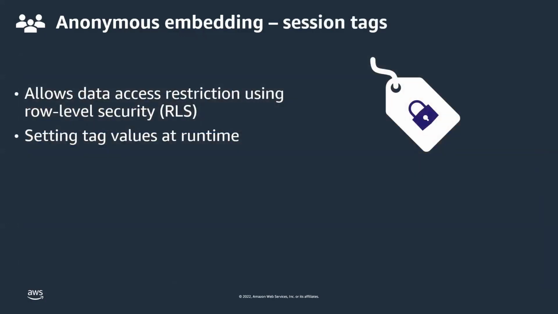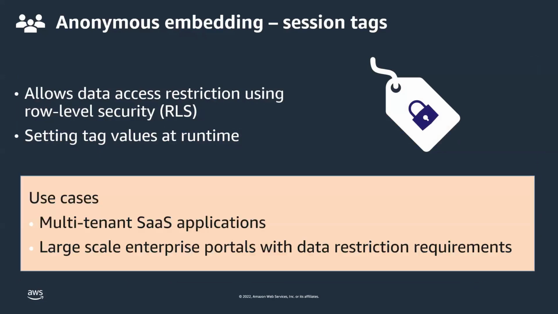This is possible by using anonymous embedding with session tags. So in this embedding scenario, a SaaS provider can embed dashboards for different customers in the platform and restrict data access by using session tags. Also, large-scale enterprises can use anonymous embedding within the internal portals and restrict data access using these session tags. Like if you have a department, or if you're doing it by a particular user, or you have different groups accessing certain different data, all of that information can be passed from QuickSight when making that API call so that the end user can see the relevant data.